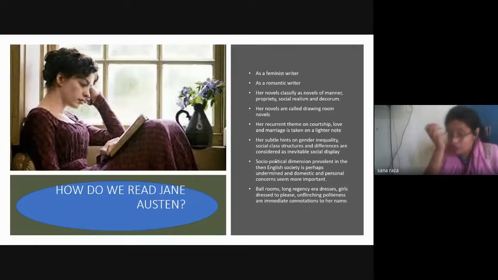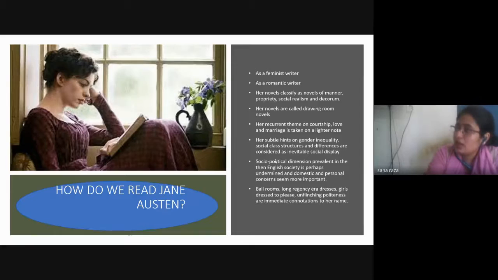They had certain artistic ornamentation and accomplishments to be proud of and then show so that they could get married. Those accomplishments included painting, dancing, singing, art, and anything like we have in India about cooking and weaving and thread works. So there are recurrent themes on courtship, love, and marriage, which are taken on a lighter note, but which should be taken into deeper context.